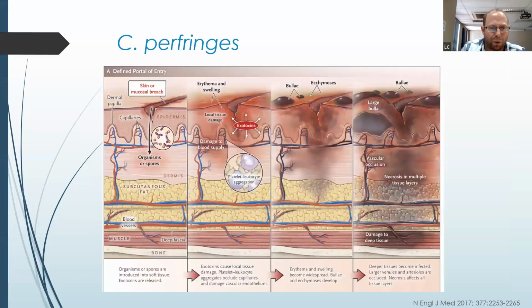Again, just going through the portal of entry, so you have the mucosal or skin breach. The organisms or spores are introduced into the soft tissue, and it's the endotoxins and exotoxins that are released. These cause local tissue damage. Platelet aggregation occludes capillaries, and this damages the vascular endothelium, which results in the so-called necrotic component. And then the necrosis results in damage to your deeper tissues, and the hemorrhagic bullae, which are a manifestation of essentially multiple layers of tissue necrosis.